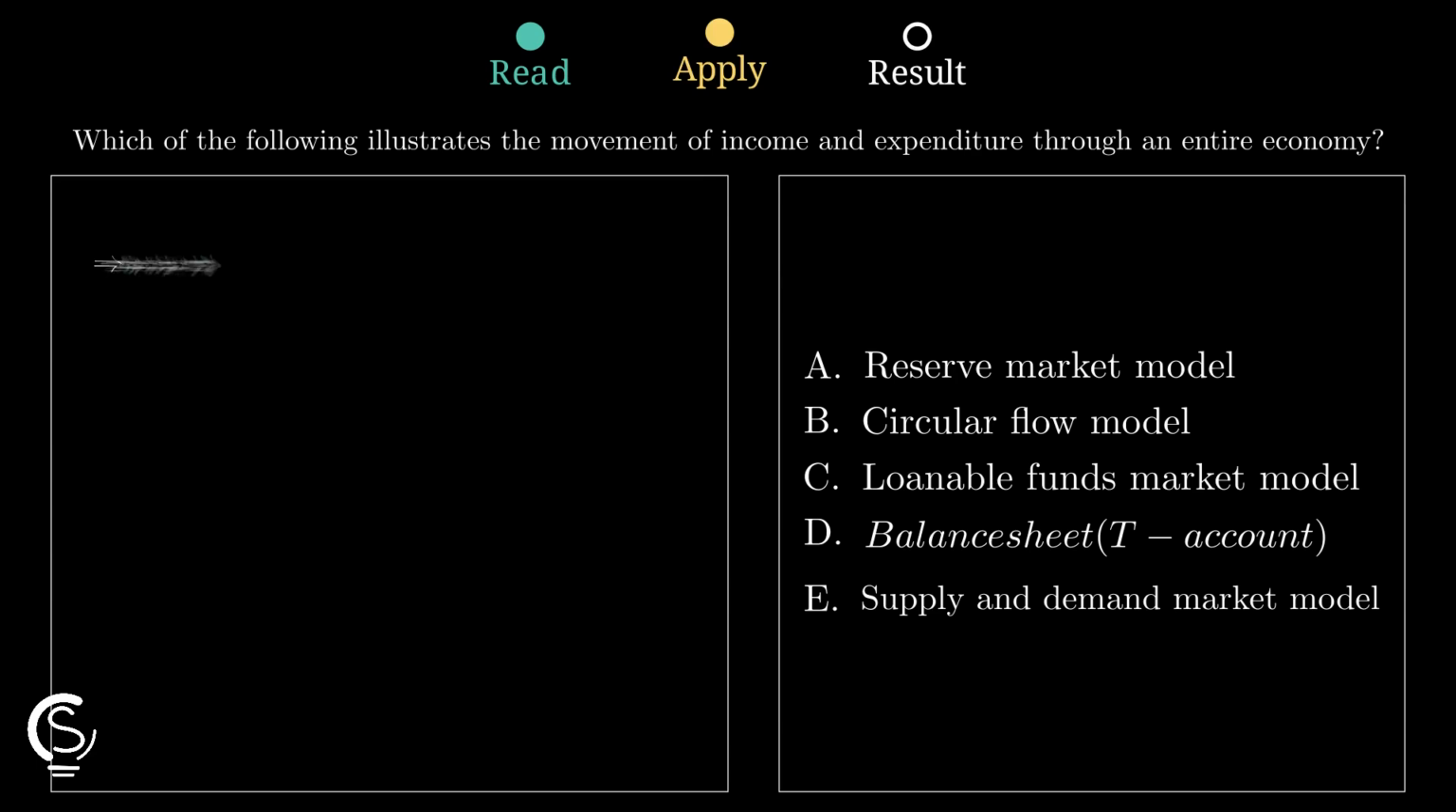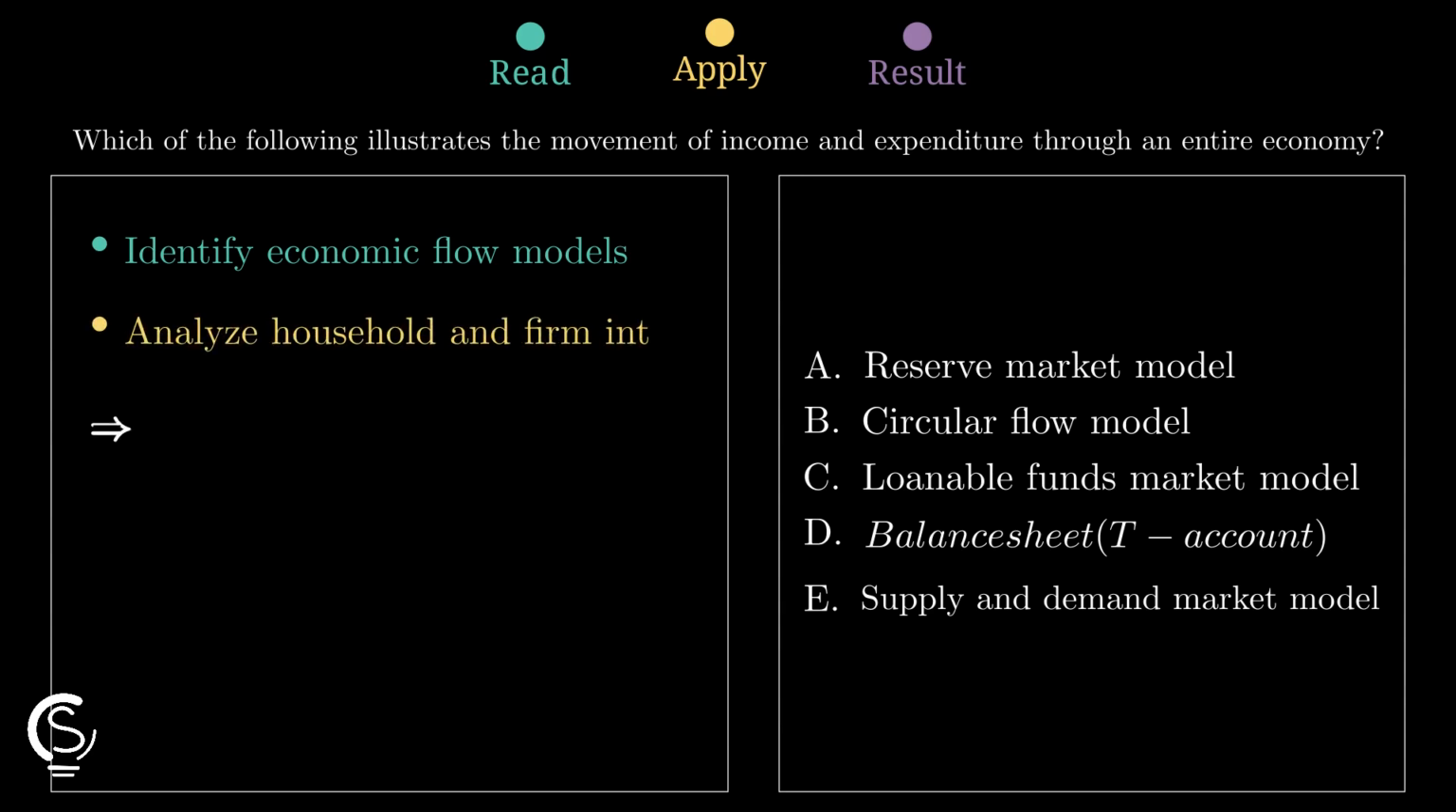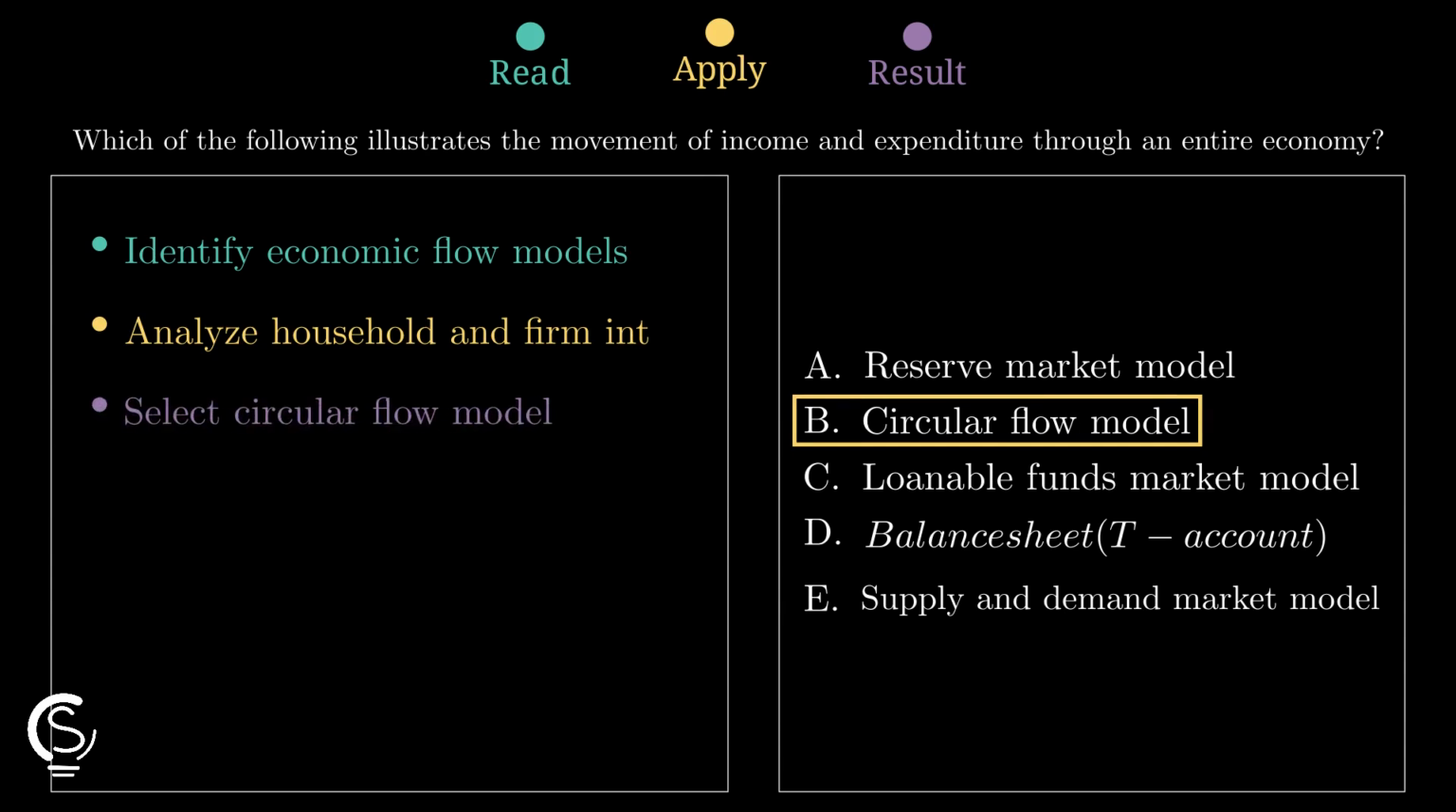Next, we analyze how households and firms interact. Households provide labor and spend money, while firms provide goods and pay wages, creating a continuous loop of income and spending. Finally, this loop is the circular flow model. This makes option B our perfect answer for how money moves through the whole economy.